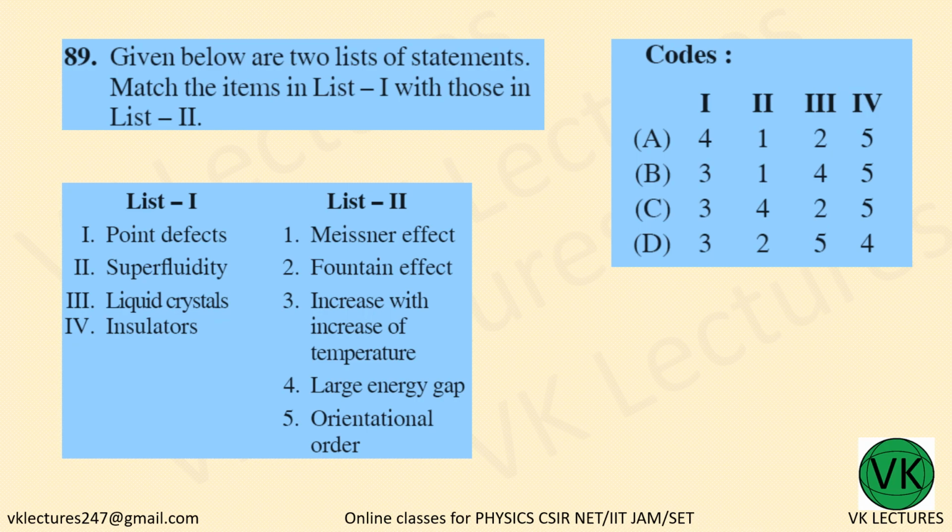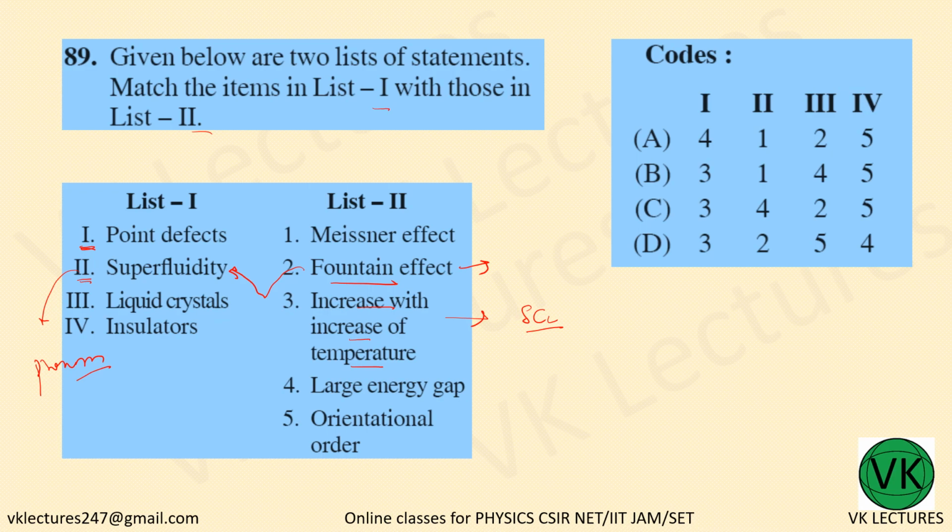Given below are two lists of statements. Match the items in list 1 with those in list 2. First one is point defect. Point defect increases with increase in temperature. Just remember the case of your semiconductors. Now superfluidity. Superfluidity is a phenomenon, and this is an effect. Fountain effect. This effect is due to superfluidity.